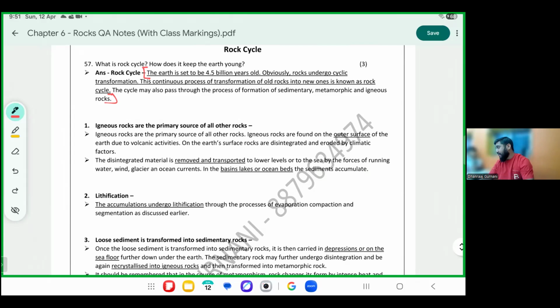Igneous rocks are the primary sources of rocks. Please mark, I told you multiple times before. The entire process starts from igneous rocks. Why are igneous rocks formed? Please mark, due to volcanic activities.